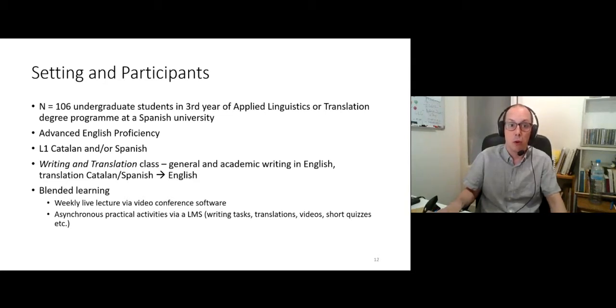The actual class or module was called Writing and Translation, and this involves general and academic writing skills in English and translation from Catalan and Spanish into English. This year it took place in a pandemic-enforced blended learning context, which basically comprised a weekly live lecture via video conference software complemented by asynchronous practical activities via a learning management system, Moodle, in other words, writing tasks, translations, videos, short quizzes, you get the idea. And this is where the survey instrument from this study took place.